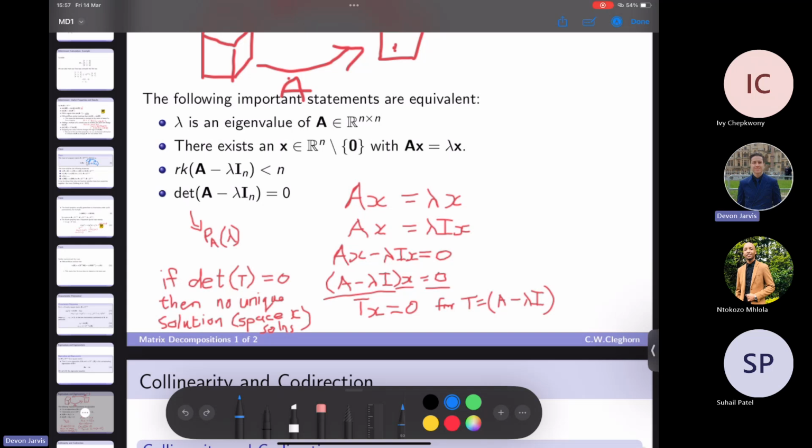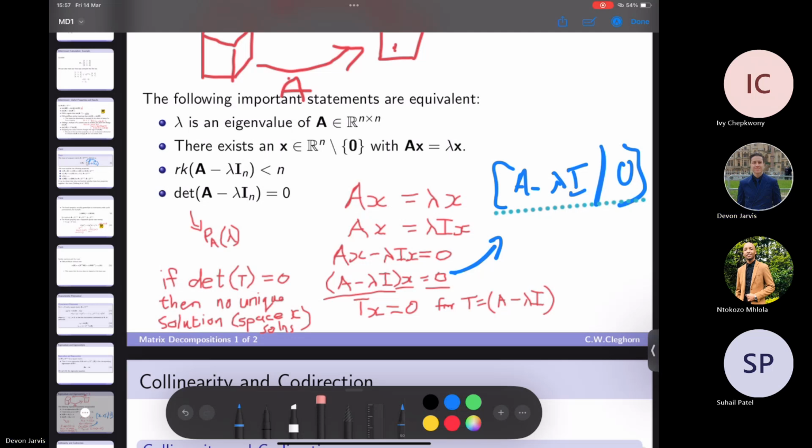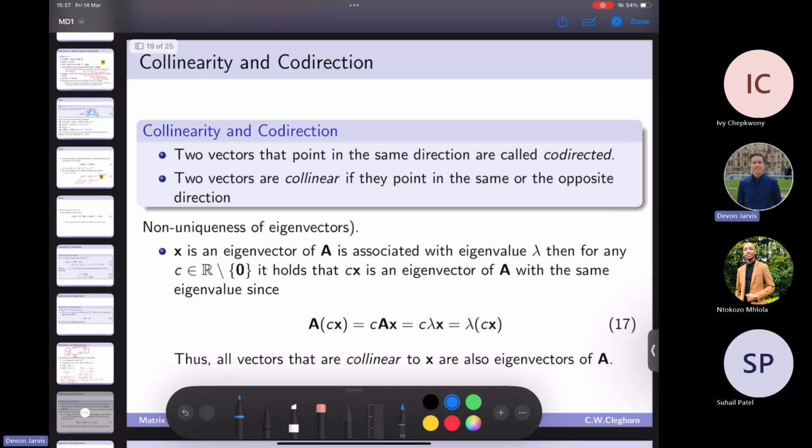All right, and so ultimately now you will identify this as a homogeneous system of equations. And so you can do the usual A minus lambda I, drop your line there, and 0, and you solve for that. You get the general solution. The general solution, any vector lying on that line, is an eigenvector. All right, so this gets us to the point of collinearity and codirection.